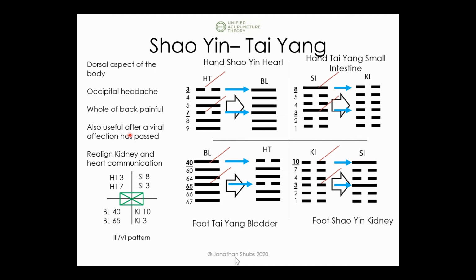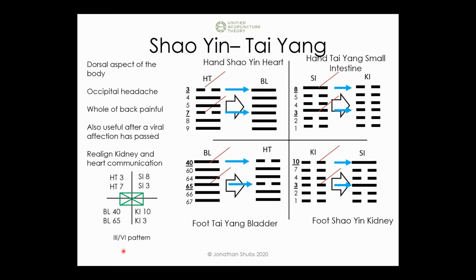This is also useful after a viral infection has passed to realign the kidney and heart communication, because we have the Shaoyin, so the heart and the kidneys. We're realigning fire and water. We're treating the whole dorsal part of the back, which is also where a lot of that tension and weakness comes up for the body. There's a whole bunch of reasons why this helps to reanimate the body after going through a prolonged viral attack. So our meridians are the Shaoyin, the heart and the kidney, and the Taeyang, the small intestine and the bladder.